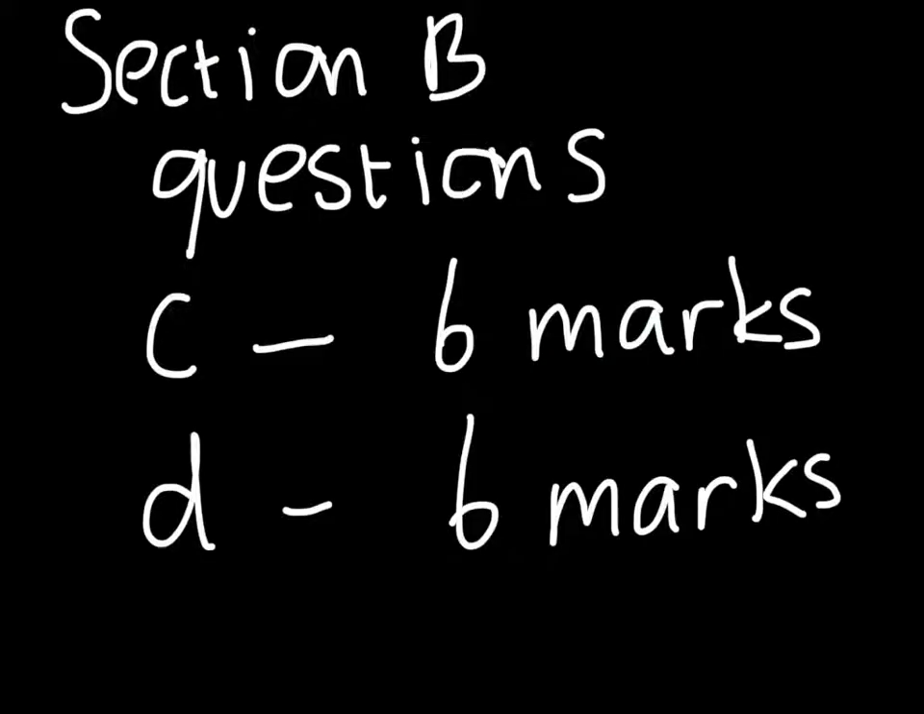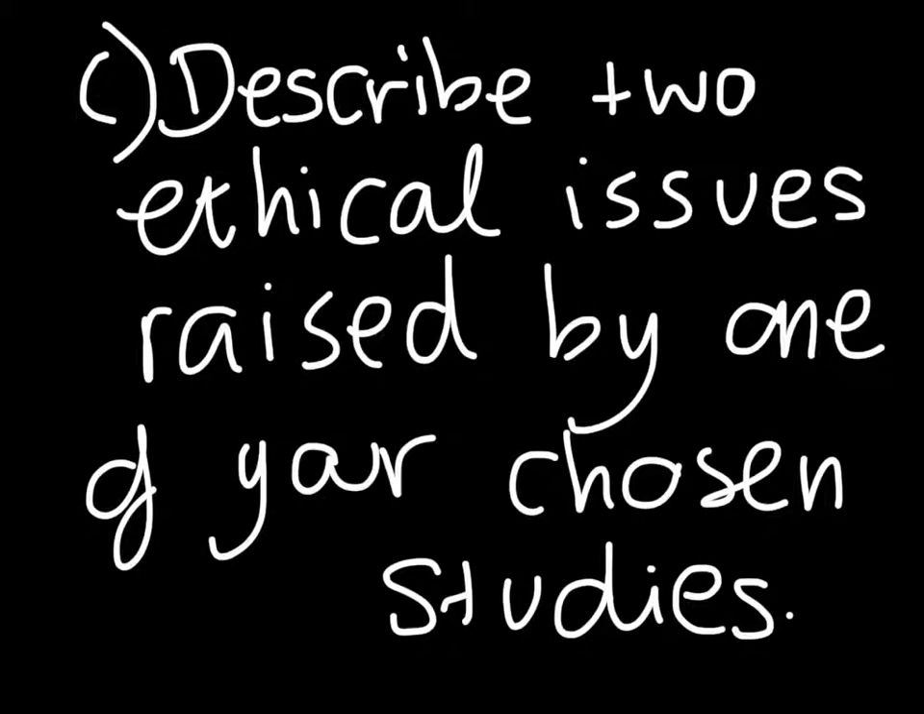You may be asked in the core studies paper on ethical issues in section B, and we're going to look now at questions C and D, which are both worth 6 marks. A typical question C in relation to ethical issues would be as follows: describe 2 ethical issues raised by one of your chosen studies. Remember, in section B they list 3 studies and you choose one of them.